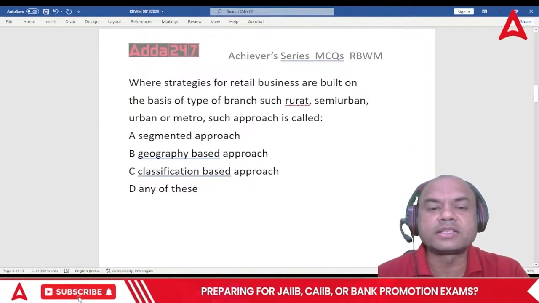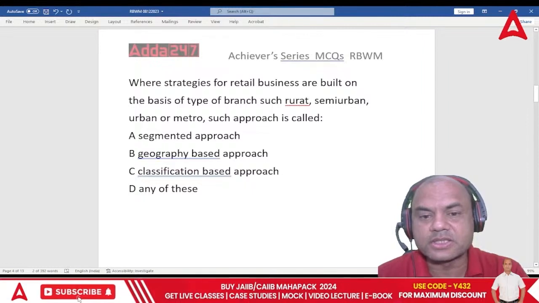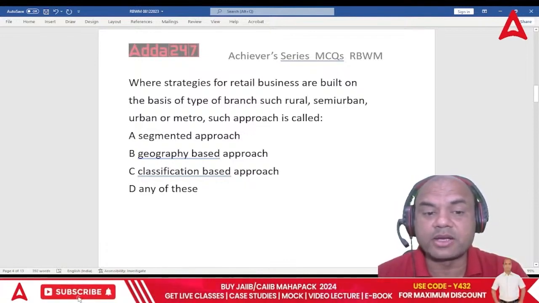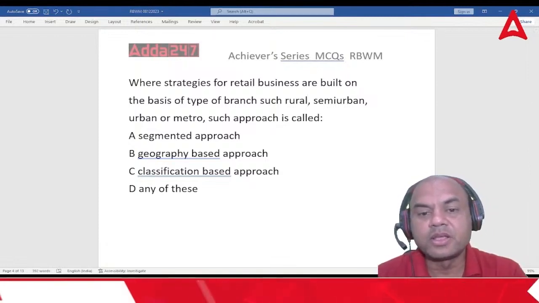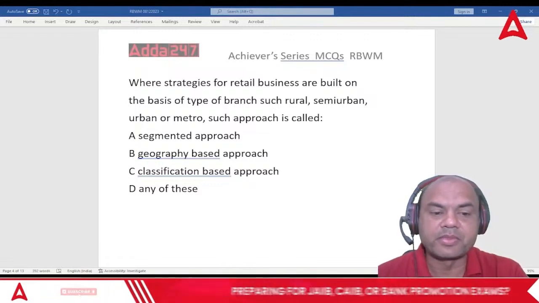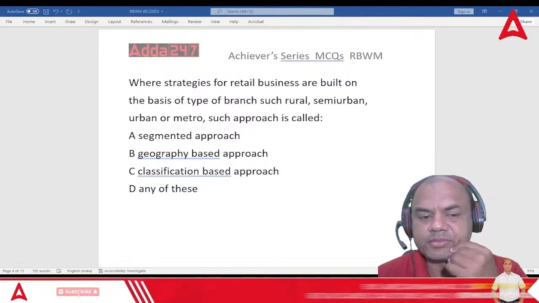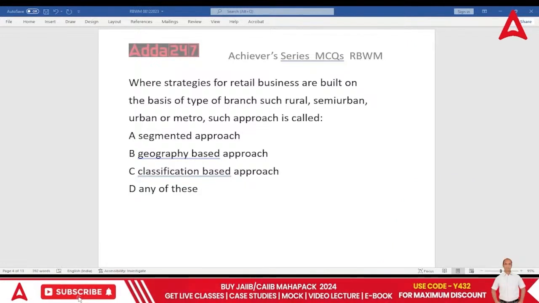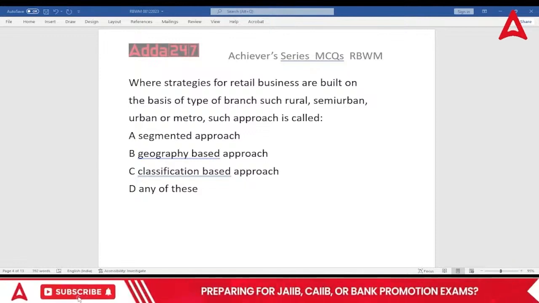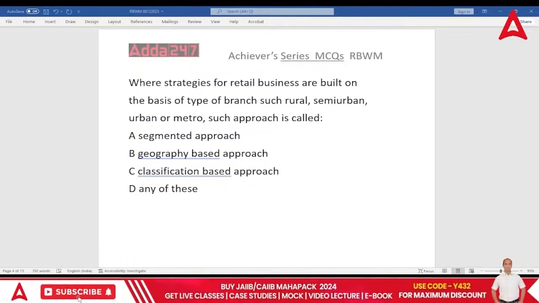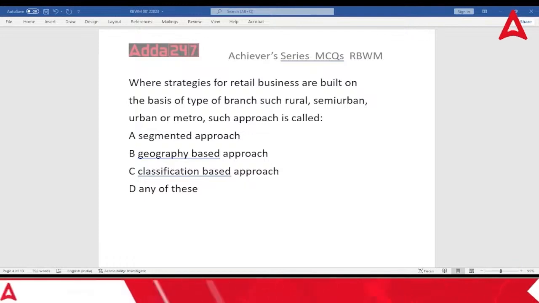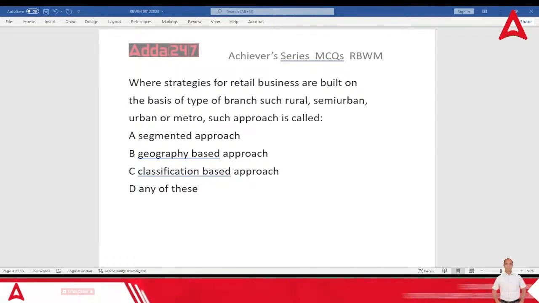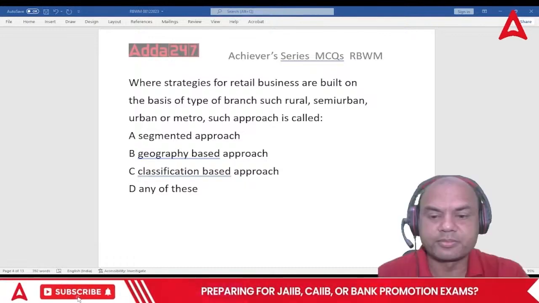Second one. Where strategies of retail banking are built on the basis of type of the branch, such as rural, semi-urban, urban, metro. Such approach is called as, this also I cleared, segmented, geography based, classification based, any of these. Now think over it. Everyone, think over it. What do you say? Think for some time. What is the answer for this?